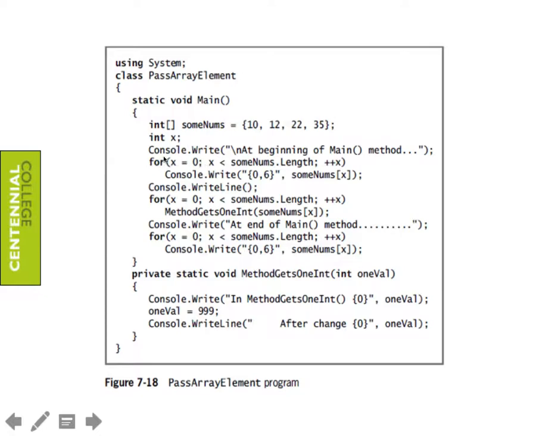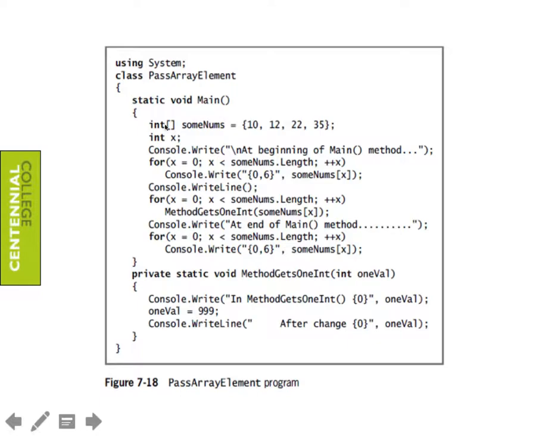Okay, let's take a look. When do I call method GetsOneInt in this example? Well, it's right here, right? Well, guess what? I'm passing someNums. someNums is actually an array. Take a look, someNums is an array, and it has four values: 10, 12, 22, and 35.